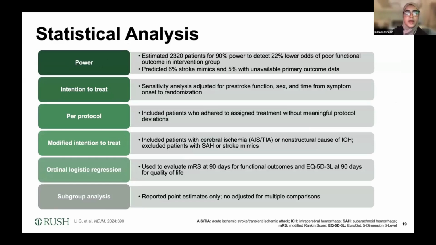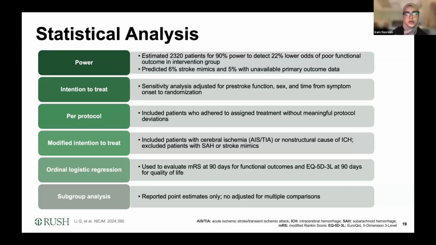For statistical analysis for power, they estimated that 2,320 patients were needed for 90% power to detect 22% lower odds of poor functional outcome in the intervention group, and they predicted having 6% stroke mimics and 5% patients with unavailable primary outcome data. For intention to treat, they had sensitivity analyses adjusted for pre-stroke function, sex, and time from symptom onset to randomization. For the per protocol group, they included patients who adhered to assigned treatment without meaningful protocol deviations. For modified intention to treat, this included patients with cerebral ischemia, whether that was acute ischemic stroke or TIA, or non-structural cause of ICH, and included patients with subarachnoid hemorrhages or stroke mimics.